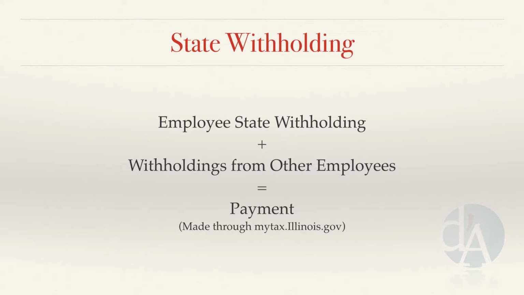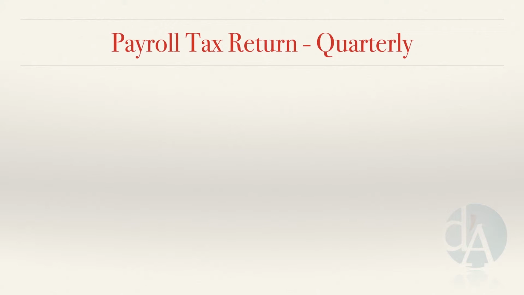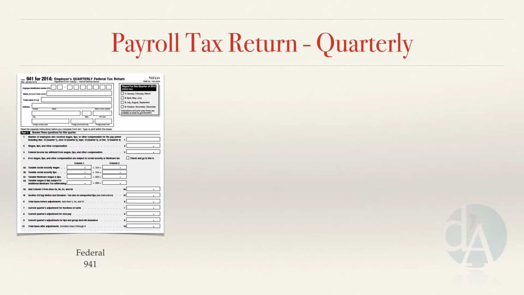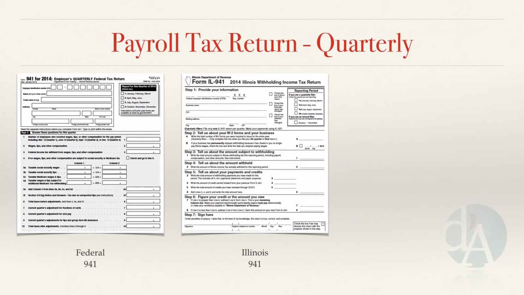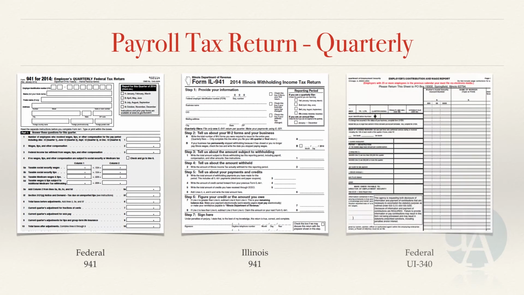Now, if you think that this hasn't been complicated enough, just withholding and paying the taxes are not enough to have a proper payroll. You must still file what are known as payroll tax returns. These payroll tax returns can be filed on a quarterly or an annual basis. The small businesses that file in a quarterly fashion will file the forms 941, Illinois 940, and UI 340. Now, the forms I'm about to explain are actually for the federal forms and the state of Illinois. Each state will have their own form, but for our purposes, I will explain the Illinois.